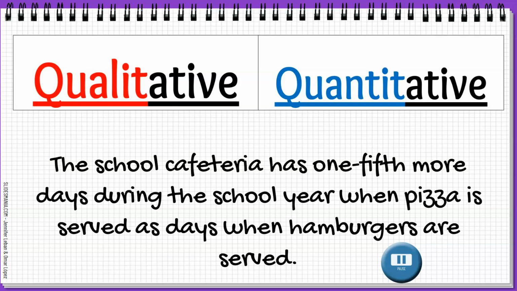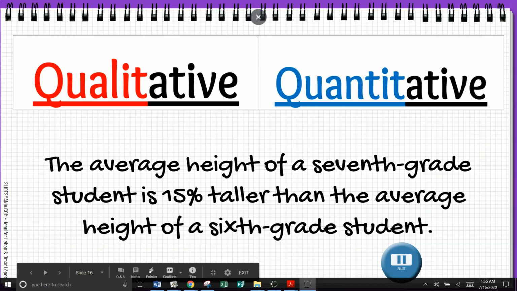All right, let's try our next one. The school cafeteria has 1/5 more days during the school year when pizza is served as days when hamburgers are served. Pause the video now. All right, how'd you do? This is a quantitative statement, 1/5 more.